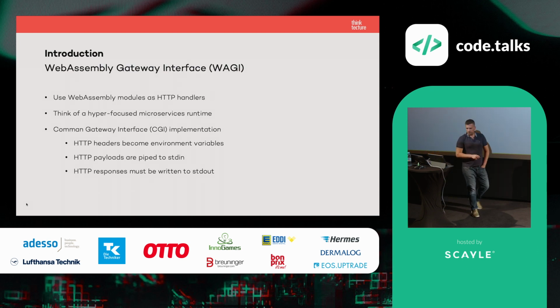Okay, last term before we jump right into Spin is WebAssembly Gateway Interface. Perhaps some of you have heard of CGI or remember CGI, let's say that way. It's like 25 years old, and it was the first way how we can build HTTP-based applications on the server side. For example, if you want to create a response, then you write the headers to environment variables, and you just write the body of the response to standard out. So the WebAssembly Gateway Interface defines all the things when it comes to building HTTP-based applications. So that's the quick introduction into the WebAssembly ecosystem.